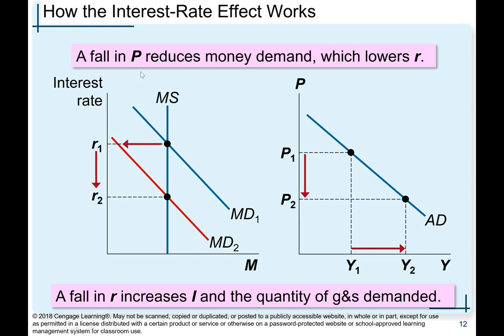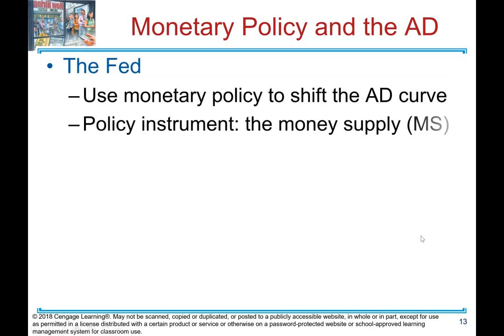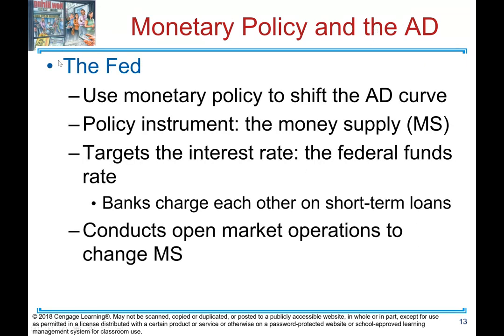So a fall in price reduces demand for money. Demand for money shifts to the left, and that left shift reduces the interest rate. That reduction in interest rate stimulates interest-sensitive expenditures like investment. So a fall in interest rate increases investment spending and the quantity of goods and services demanded, as shown in this aggregate demand diagram.